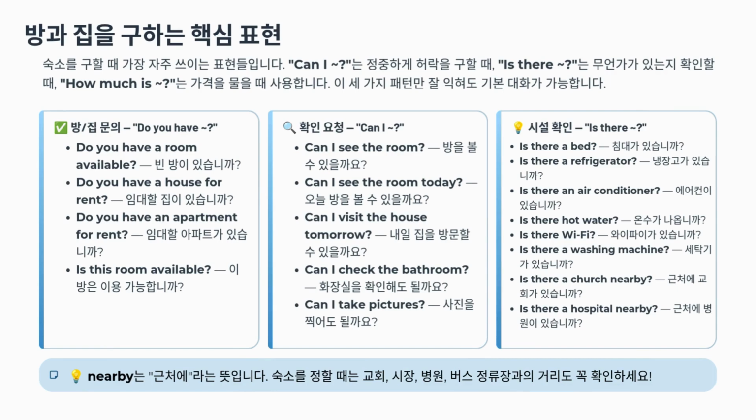When searching for a room or house, use 3 simple patterns. First, ask, do you have a room available? Do you have a house for rent? Or, is this apartment available?